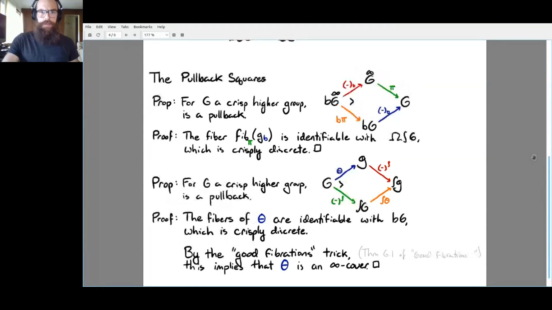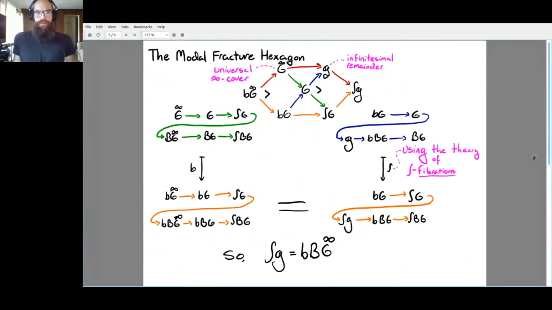Now we can put the two together to get the modal fracture hexagon. The modal fracture hexagon is up top, and we've shown that the two squares are pullbacks, so it just remains to show that the diagonal sequences are by definition fiber sequences. So it just remains to show that the top and bottom sequences are fiber sequences. The top sequence is a fiber sequence by the lemma that the infinitesimal remainder of a higher group and of its universal infinity cover are the same. That's actually just the fiber sequence defining the infinitesimal remainder of the universal infinity cover.